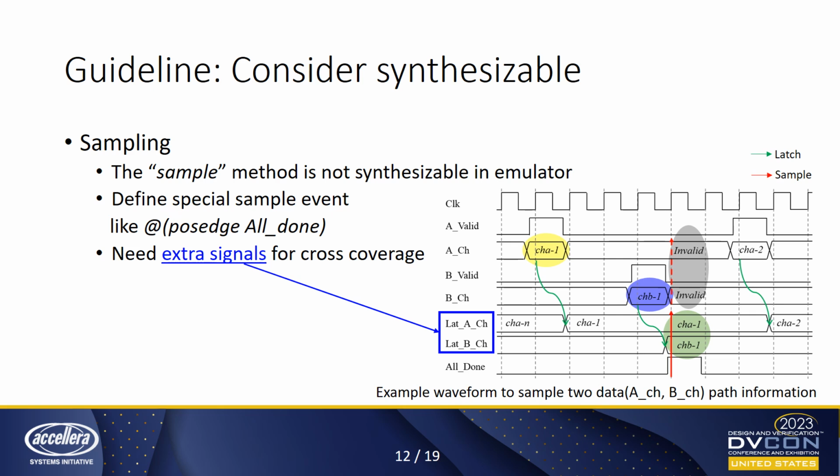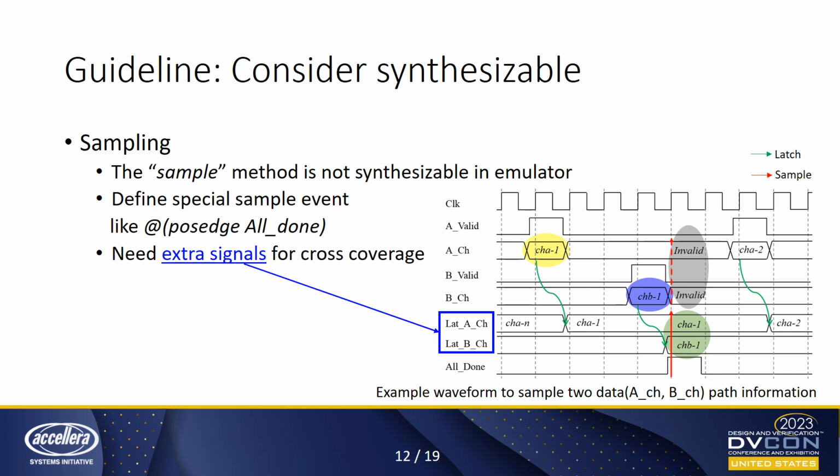There is one thing to note when a sample event is used in cross coverage. Extra signals are sometimes needed for cross coverage. Here is an example waveform. There are data path information signals, channel A, channel B. These signals are valid in only one clock with each valid signal, and each signal is asserted asynchronously.